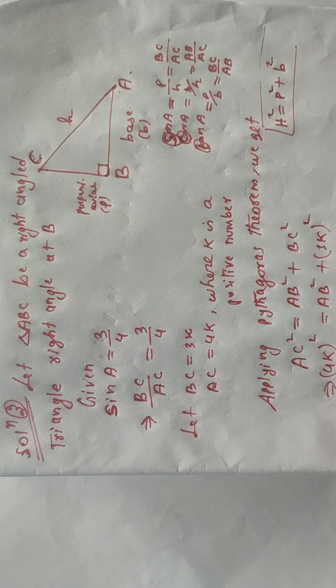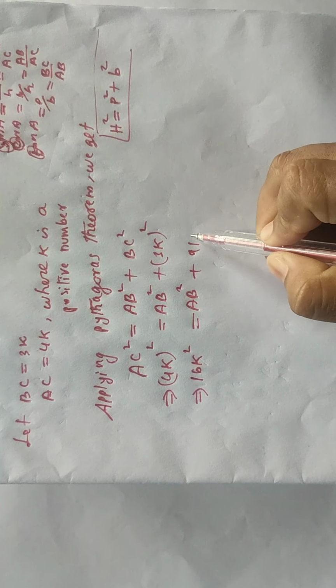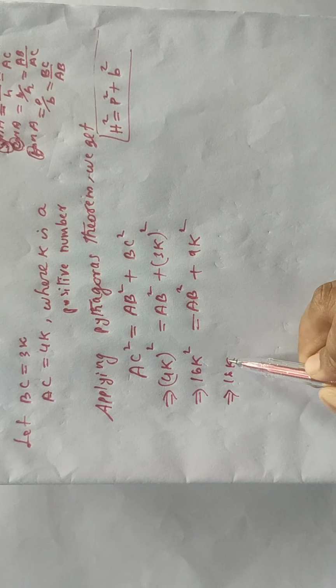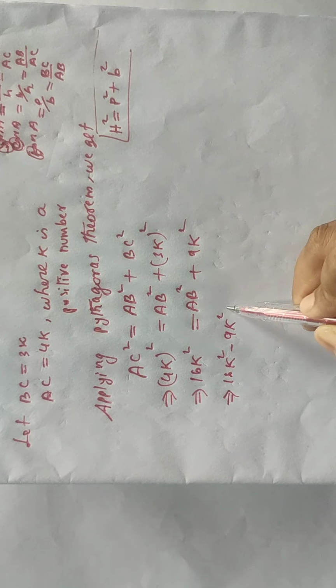BC is 3k, whole square. Now if we multiply 4 by 2 times, we will get 4 for just 16k square. It is what? AB square will remain the same plus 9k square. 16k square, bring this 9k square this side, it will be minus k square equal to AB square.